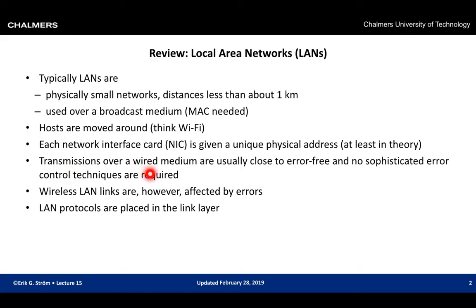Transmission then over a wired medium. If we have a wired LAN, typically these are not so affected by errors. So no sophisticated error control techniques are required typically for these types of connections. However, if we do that over wireless, then it's a completely different matter. Here, there will be a significant amount of errors sometimes, and we need to have mechanisms to handle this. And LAN protocols are placed in the link layer. All right, so that's a little bit of a refresher.